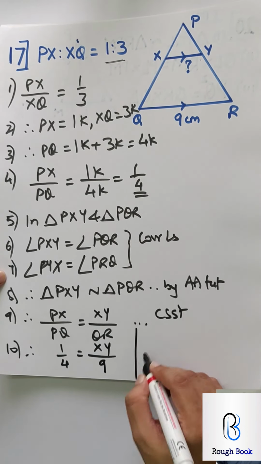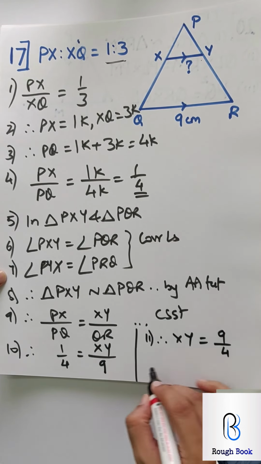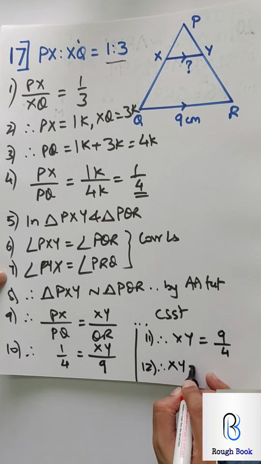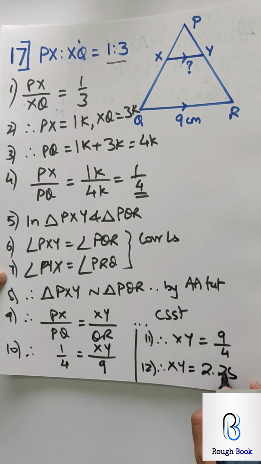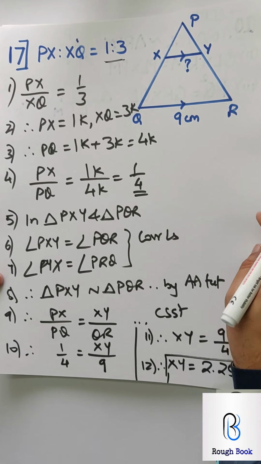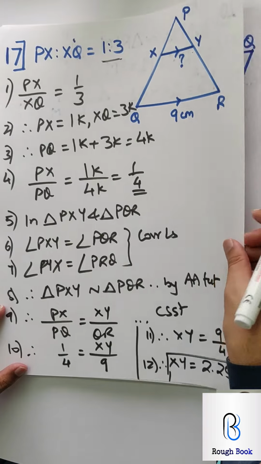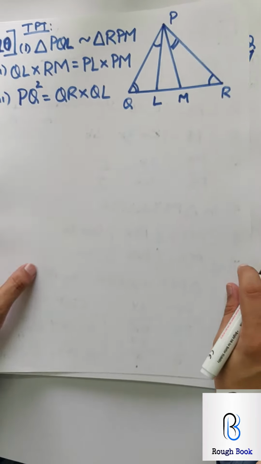So your last step, 11. Therefore, XY equals 9 upon 4, and therefore I can say XY is 2.25 centimeters. Did you manage to get this? Was this very simple? How many of you all did it on your own? Please do it. Now it's the last segment of your exercise.